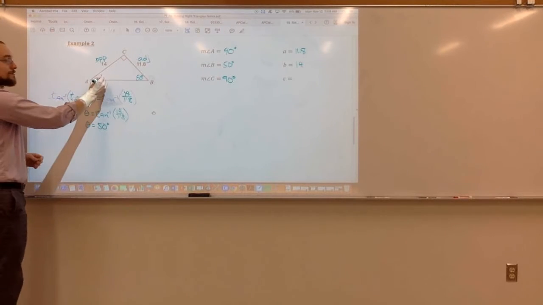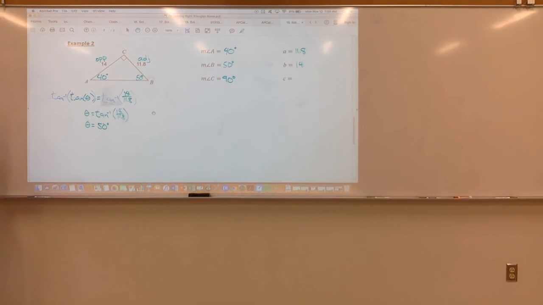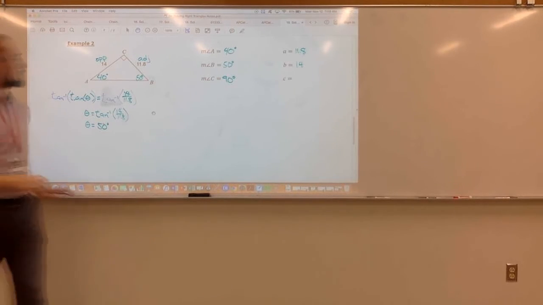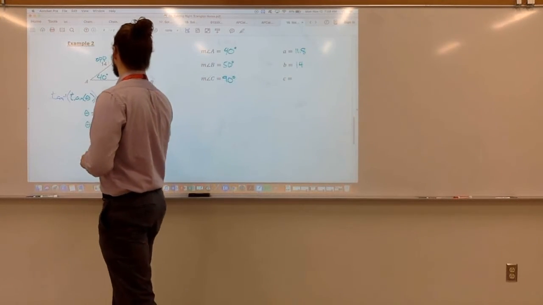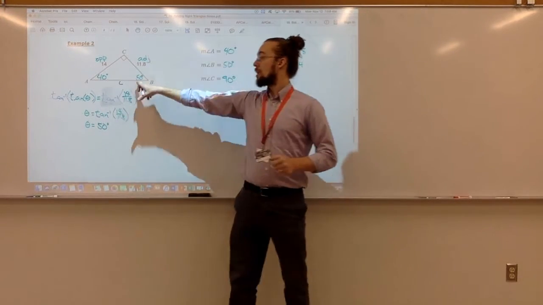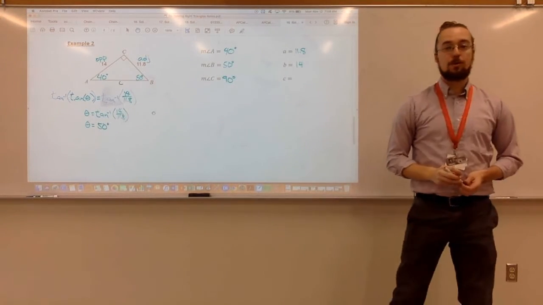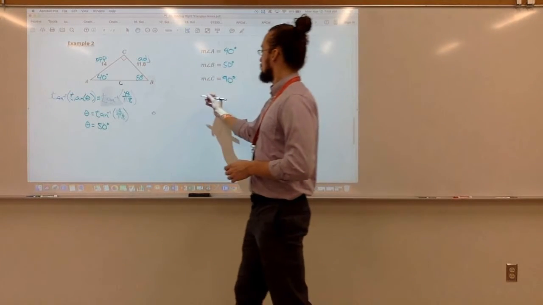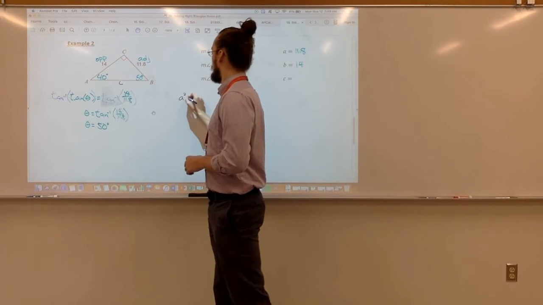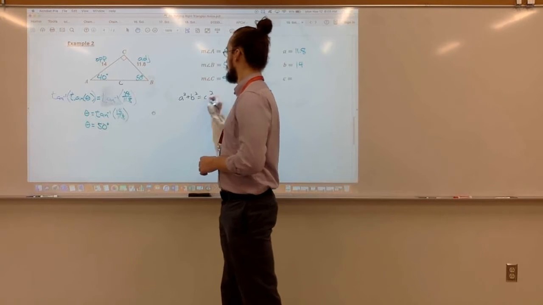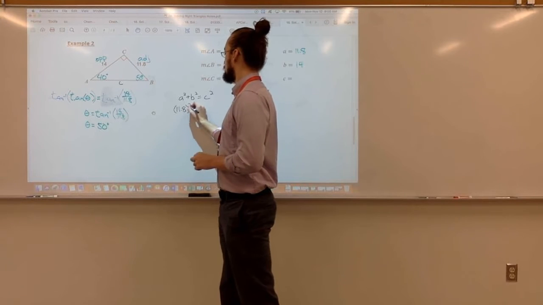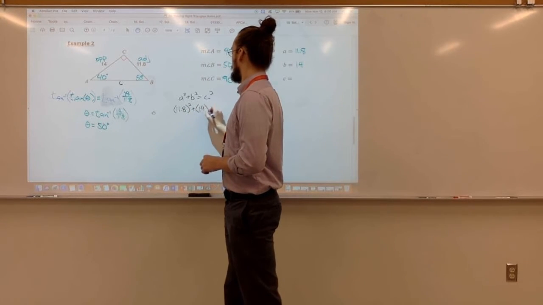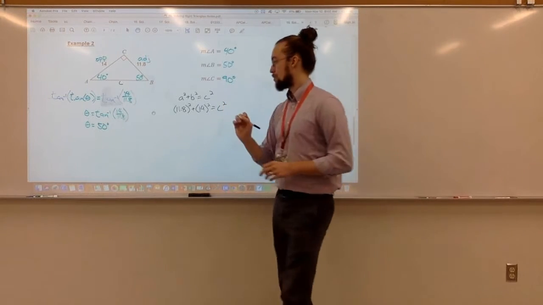Now, do the Pythagorean theorem. Now, since I know two sides, I can just use the Pythagorean theorem to find the third side here. So I can say a squared plus b squared equals c squared. My a is 11.8, so 11.8 squared plus 14 squared equals c squared.